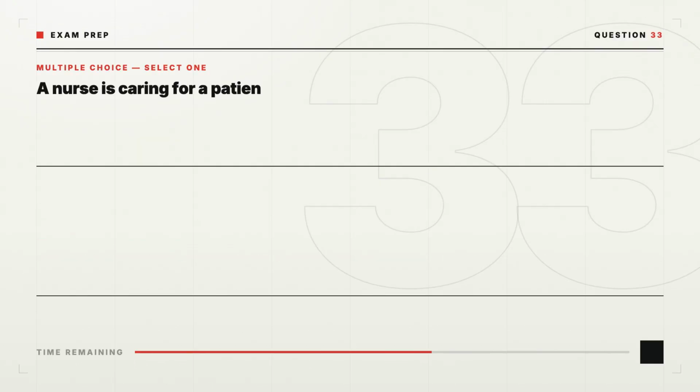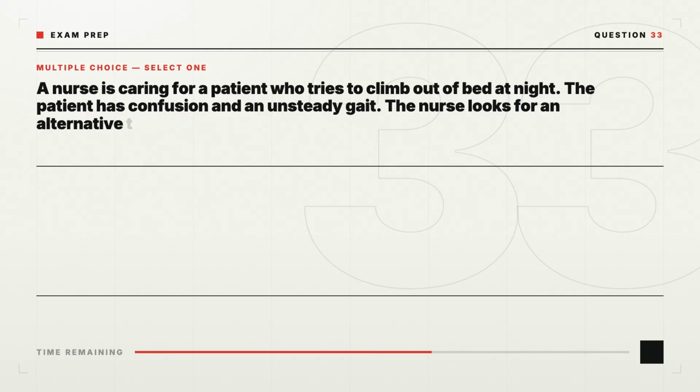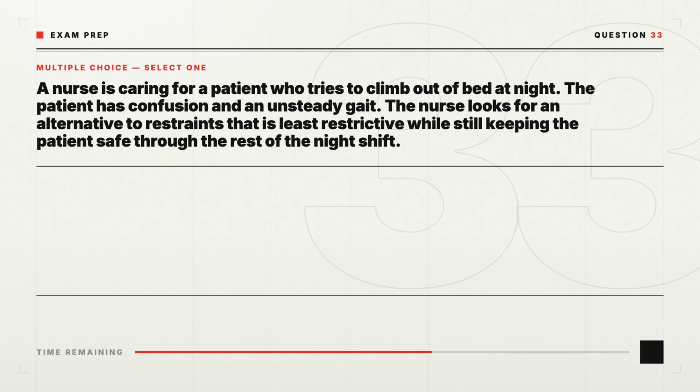Question 33. A nurse is caring for a patient who tries to climb out of bed at night. The patient has confusion and an unsteady gait. The nurse looks for an alternative to restraints that is least restrictive, while still keeping the patient safe through the rest of the night shift.